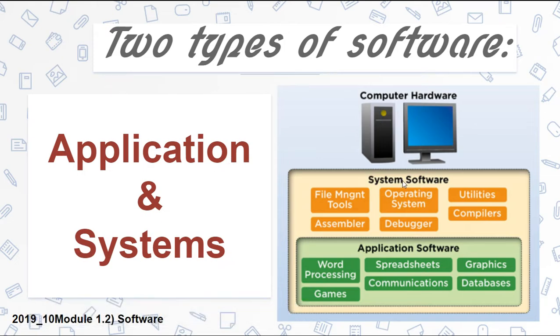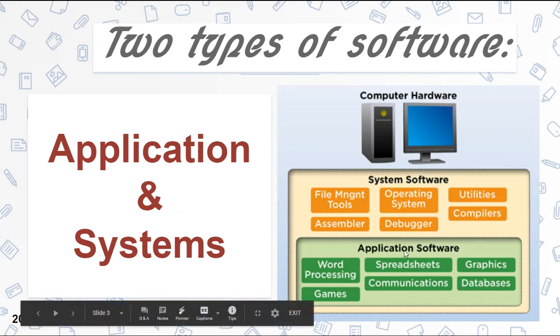System software is software that you as the user don't really play around with. That's the operating system, maybe a debugger, assembler, file management tools, utilities, compilers. You don't play around with these apps. Application software is the kind of thing where you do play around with it.